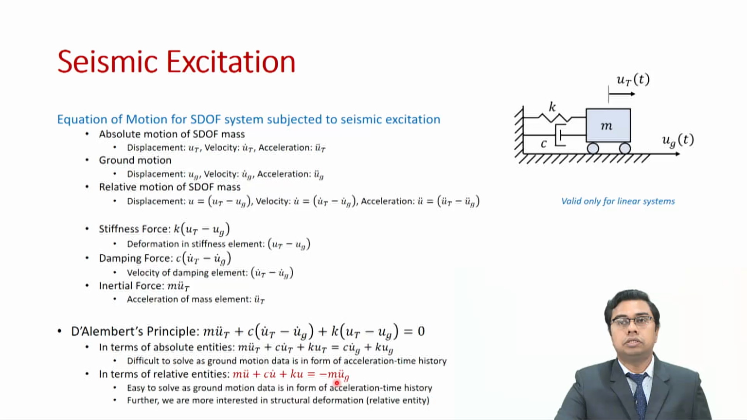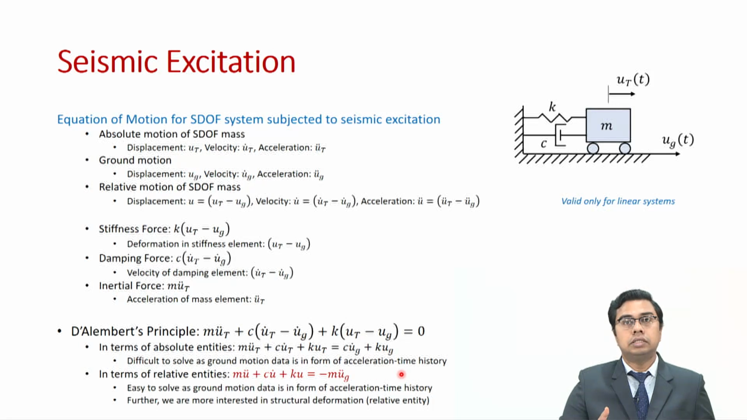So in this equation we get only one term on the right hand side, which is minus mass times the ground acceleration, and since the ground motion is given to us in the form of an acceleration time history, this is very amenable. We will be able to solve this equation quite conveniently.